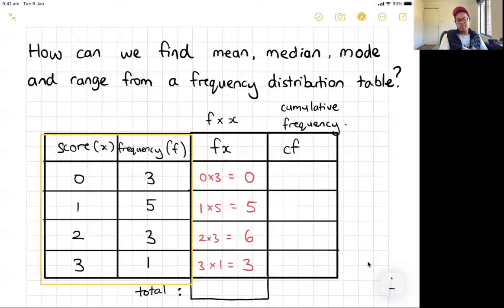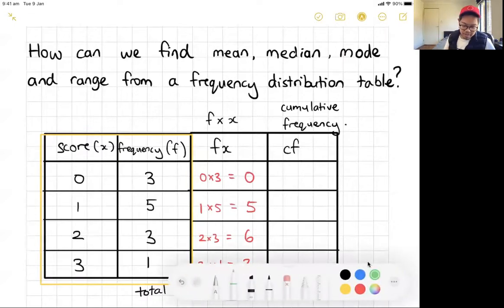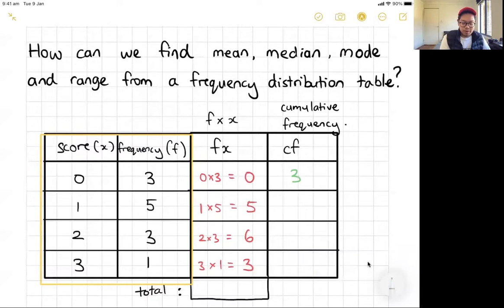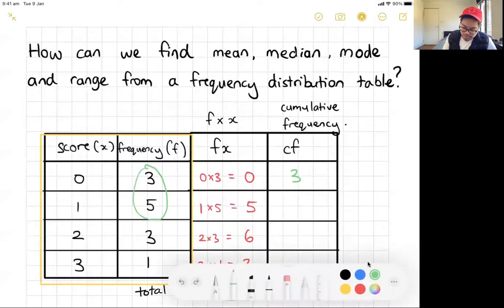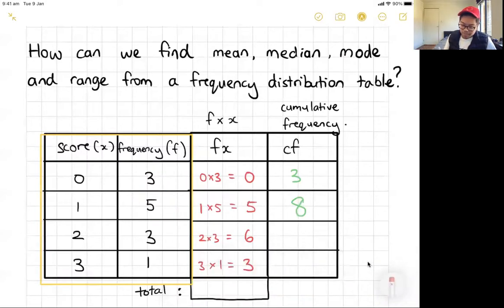So cumulative just means it adds up. So it continues to add up. What I like to write in here is, okay, how many scores did 0 have? There were 3 scores, so I'm just going to go 3. Now, if I go to this next one here, up until score 1, I have 5 of those. So I'm just going to add those two numbers together. I'm going to add 3 and 5, and that means I'm going to write 8 over here. 3 plus 5 gives me an answer of 8. And I'm going to keep adding these up as I go.